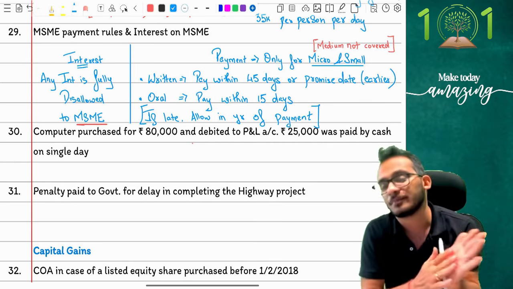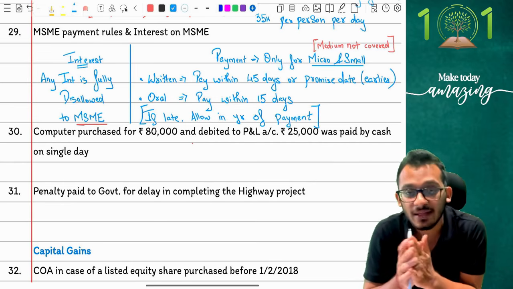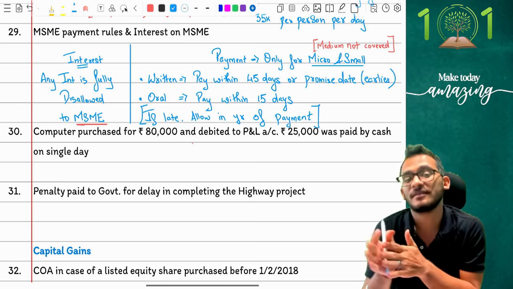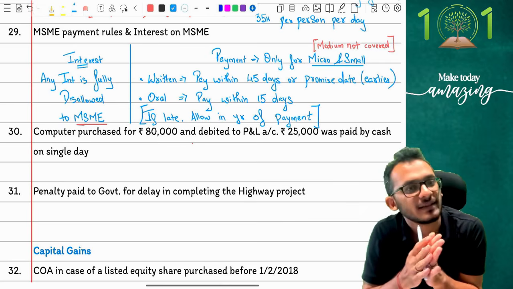Yes, very good. Next comes your adjustment number 30, one of the trickiest adjustments which comes in examination because students don't pay proper attention to it.